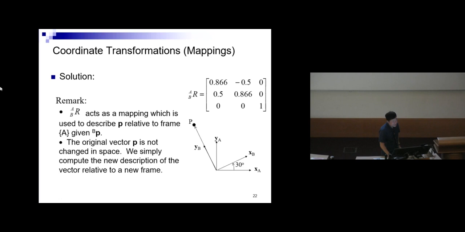So what happened here is that ABR is essentially acting as a mapping, which is to describe P relative to frame B, given BP. So the original vector P does not change. Bear in mind that the point doesn't change. We simply compute the new description of a vector relative to a new frame. So the P is not moving at all.